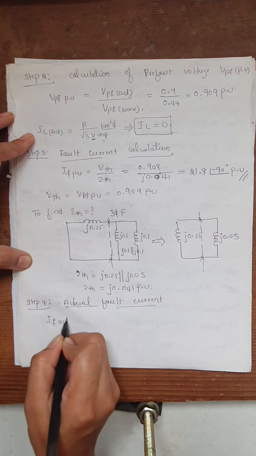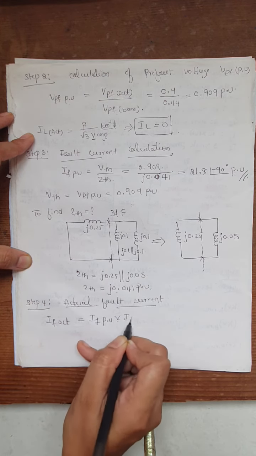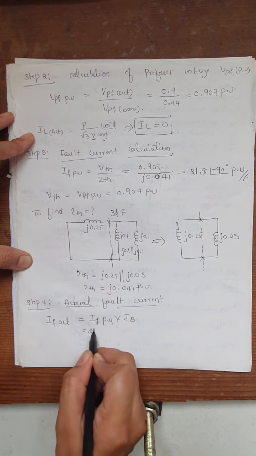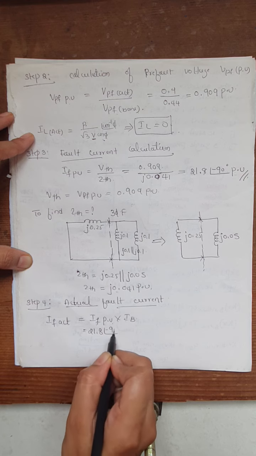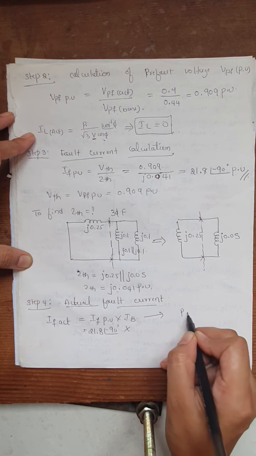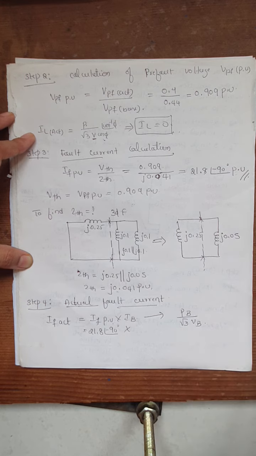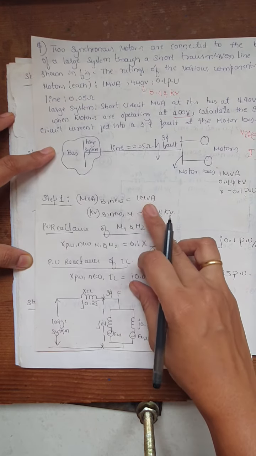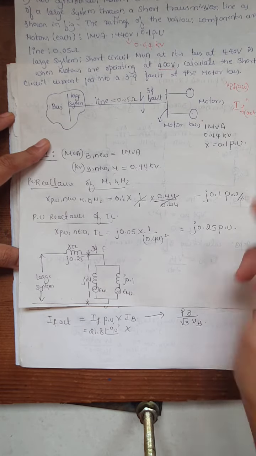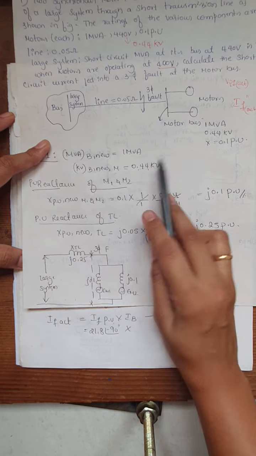So we'll write the formula: IF actual is equal to IF per unit multiplied by I base. IF per unit means this answer, 21.8 at an angle of minus 90 degrees, multiplied by the base current, and you know the formula for the base current: P base divided by root 3 into V base. P base is nothing but the step 1 value, MVA base 1, and V base is nothing but, since the fault has occurred on the motor side and we have only one base value, this is what we'll consider.